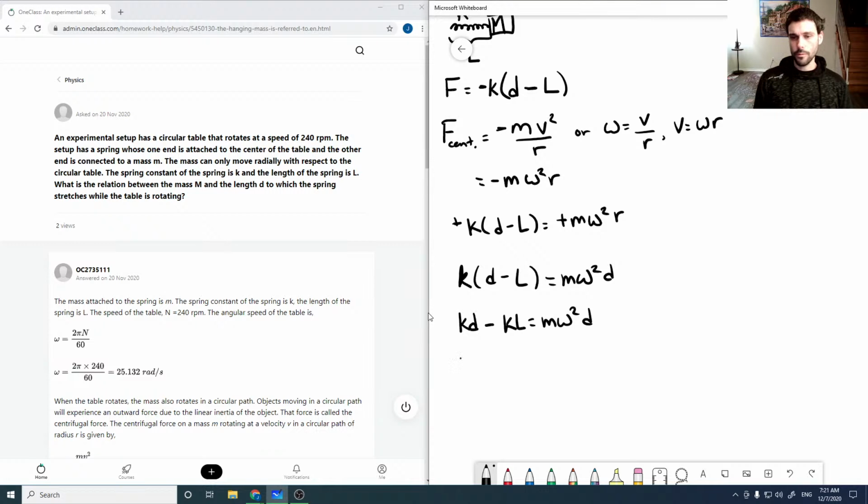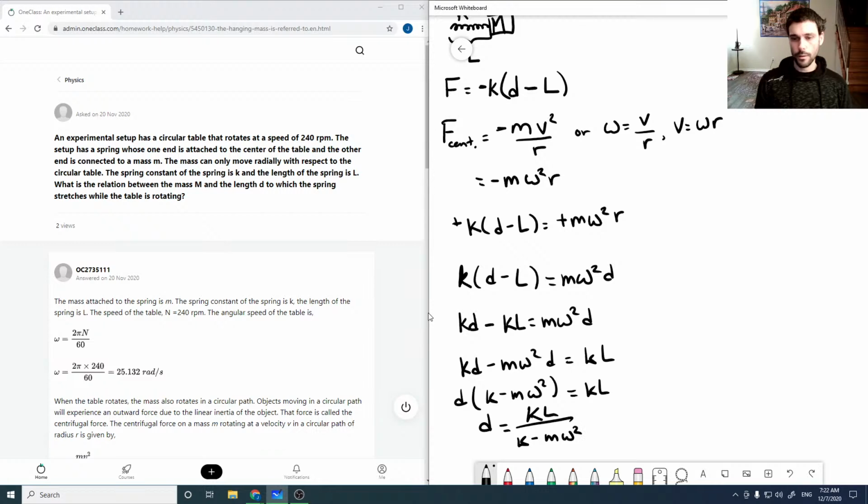We can now bring some terms over, so k d minus m omega squared d is kl. Might as well pull d out of here and say k minus m omega squared times d is equal to kl, or our distance d is kl over k minus m omega squared. And we can pull the k's out and write it as L over 1 minus m omega squared over k, like that.